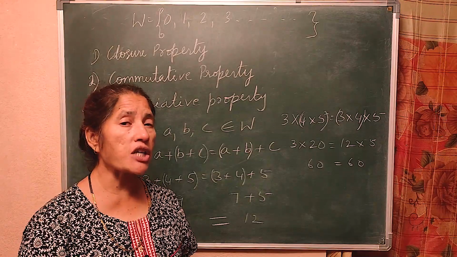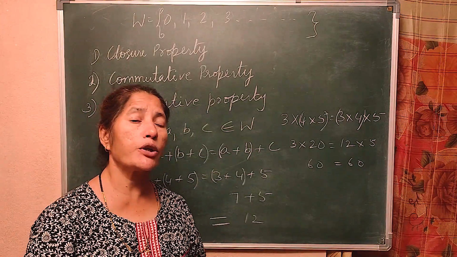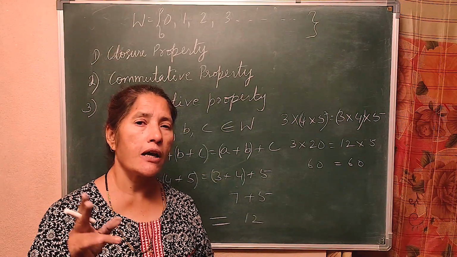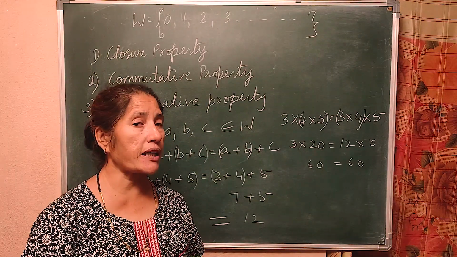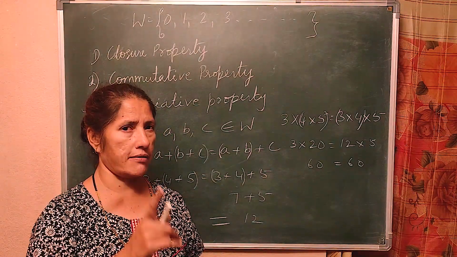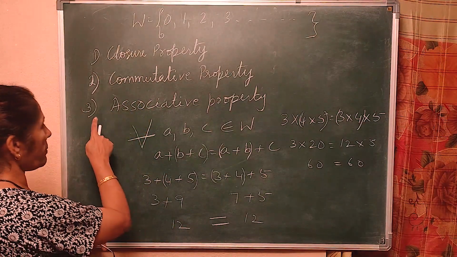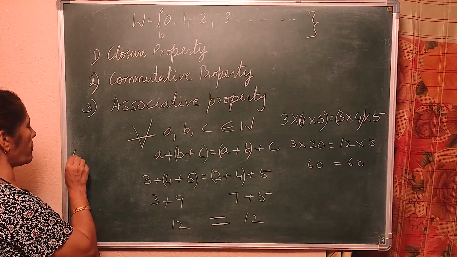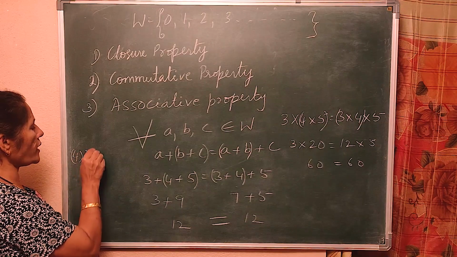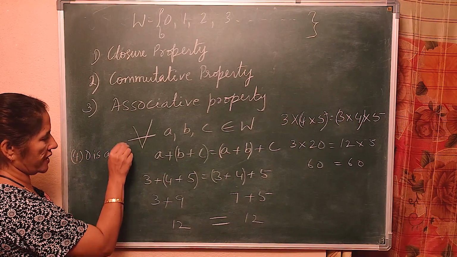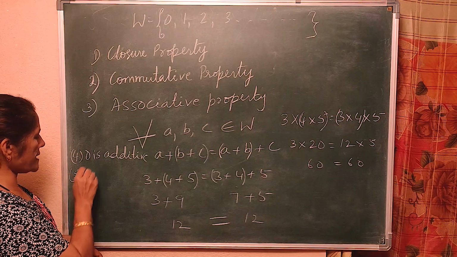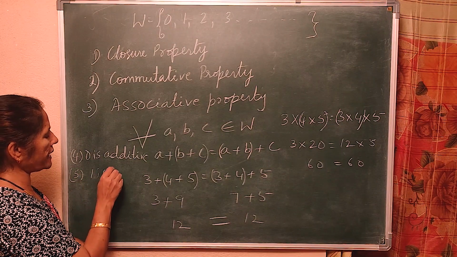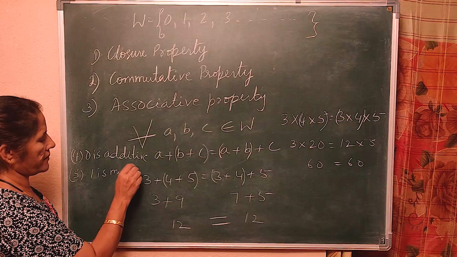5 into dash is 5. What is that? 5 into 1 is 5. So, which is a multiplicative identity? 1. So, third property is associative property. Fourth property is 0 is additive identity. And fifth one is 1 is multiplicative identity.